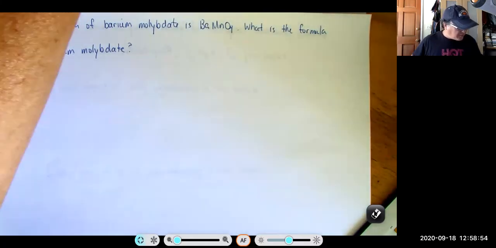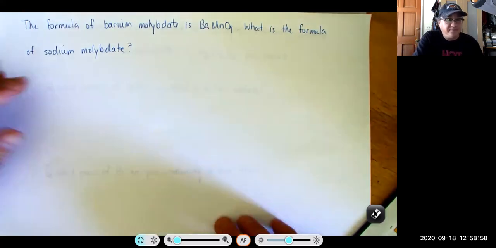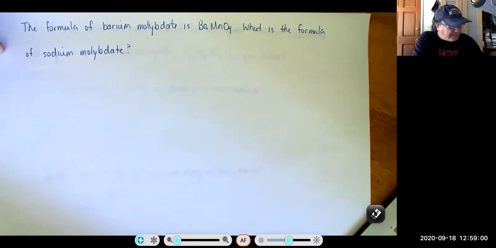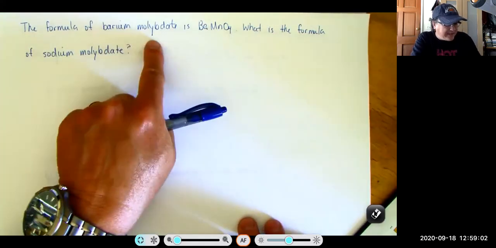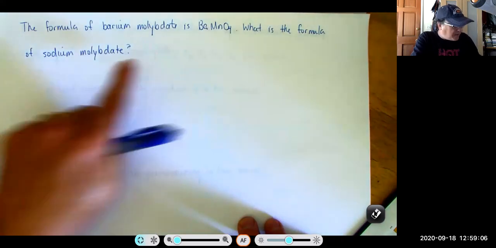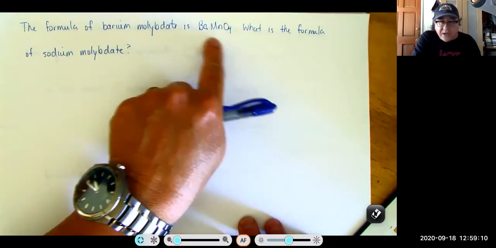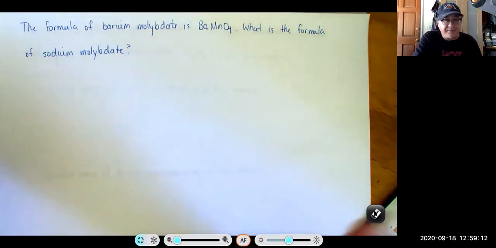All right, here's a good one. This one's not a calculation one. The formula of barium molybdate is BaMoO4. What is the formula of sodium molybdate? So this is not a polyatomic ion I asked you to memorize. We have to figure out what's going on here.